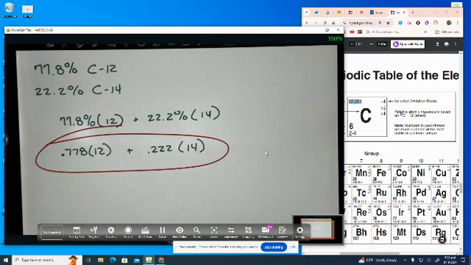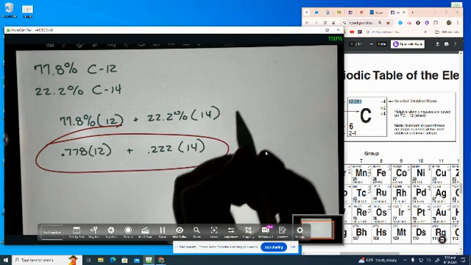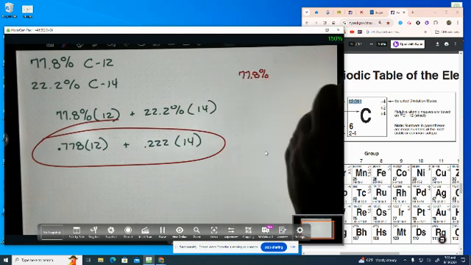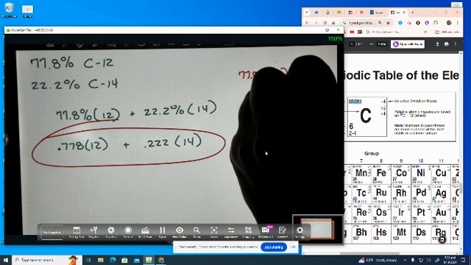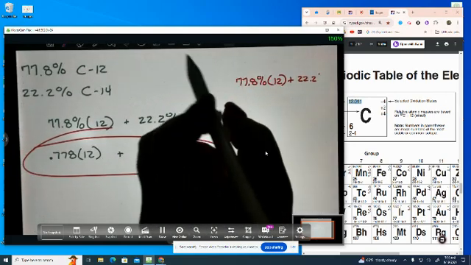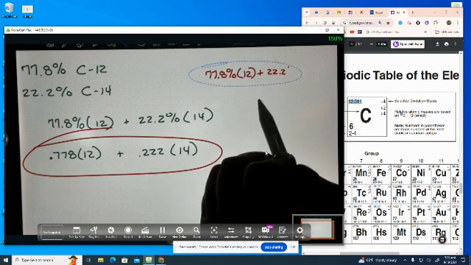If it is a multiple choice question, a lot of times they will write it like this. Sometimes they will do this. They will say 77.8% times 12 plus 22.2. I'm going to run out of room here.